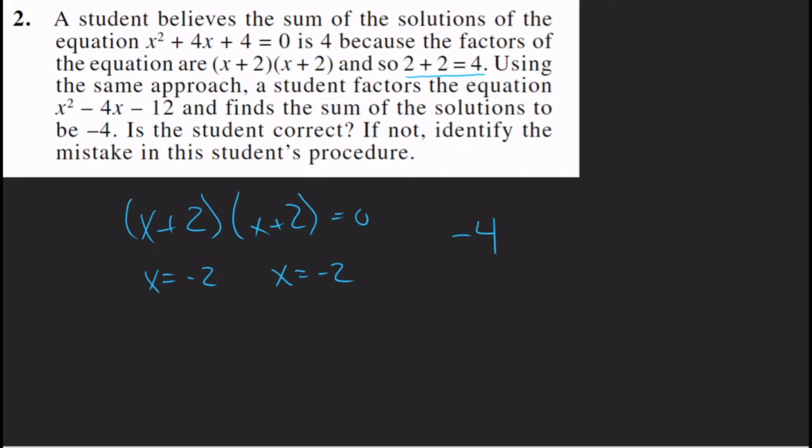And so he or she used the same approach, and they factored the equation x squared minus 4x minus 12 and finds that the sum of the solutions is negative 4. Okay, well, if we were to factor that out, our factors would end up being x minus 6 and x plus 2. So what the student has done is they've just taken negative 6 and 2 and added them together, but you have to solve first. Again, we have to set these equal to 0, and so we have to solve first. So we would actually end up with 6 minus 2, which would be positive 4.